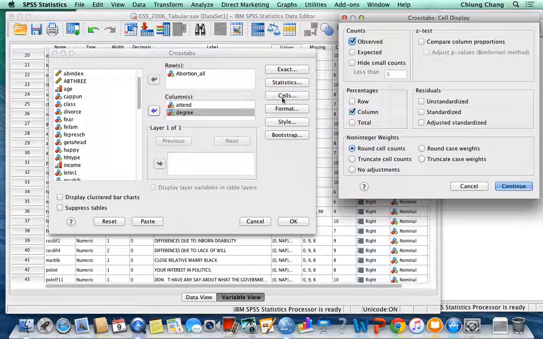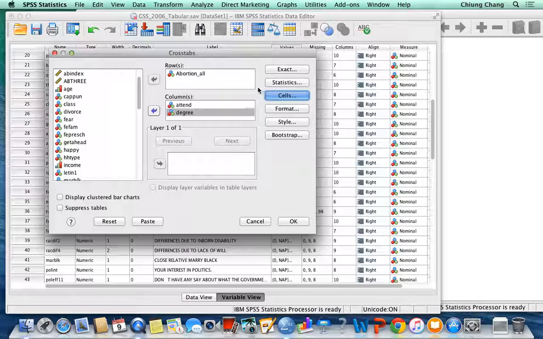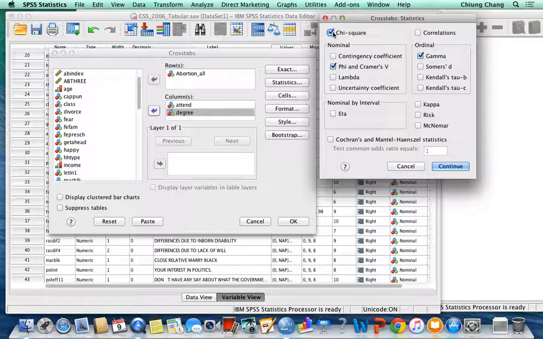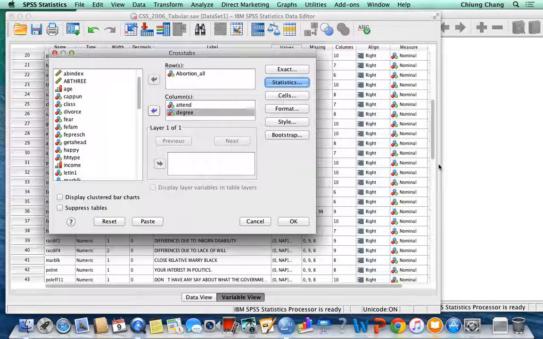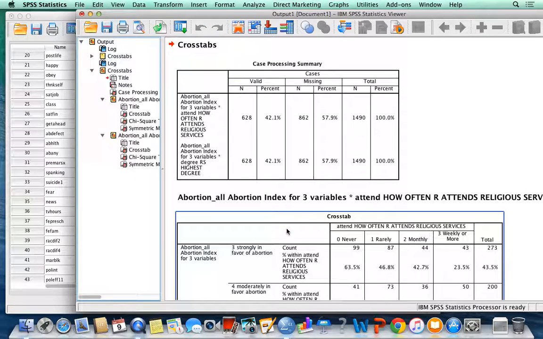Same thing, we go to Cells. You want to make sure that you generate percentages based on the independent variable. The independent variable I put in the column here, so I choose column to generate my percentage. Then you go to Statistics. What you need to choose is the chi-square test on the top, and then Cramer's V and gamma coefficient. Then you click Continue and click OK. Very quickly, SPSS will generate the result to show you.